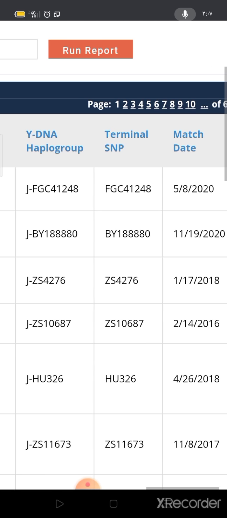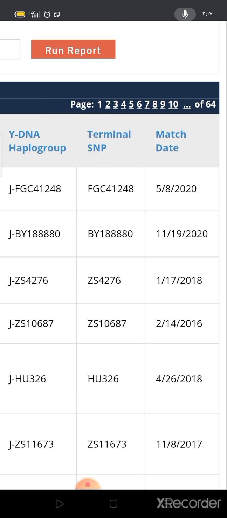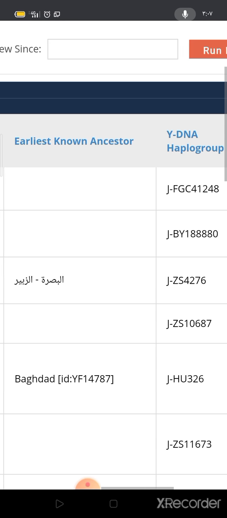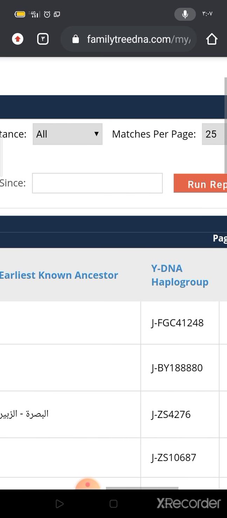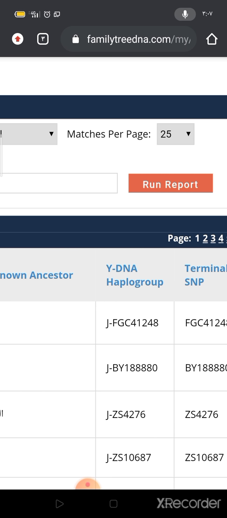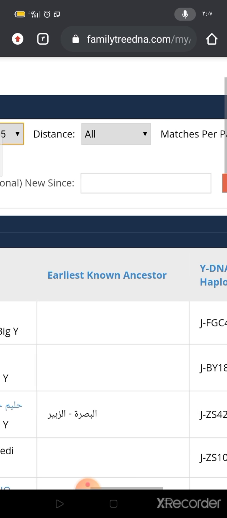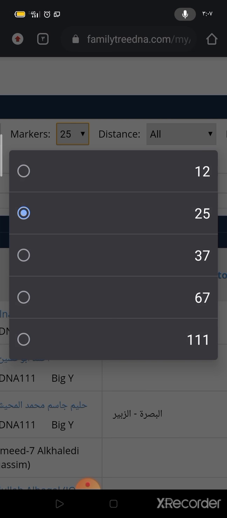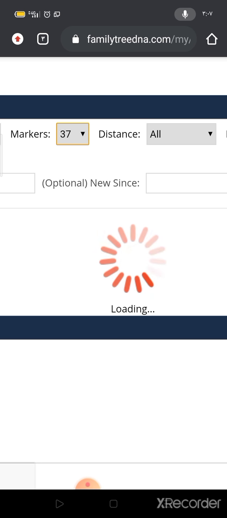And we have the number of pages, 64. It was 97 pages in the 12 markers, but now in 25 markers we have 64 pages. Okay, and every page has 25 markers. This is 25 markers. Now we go to 37 markers.